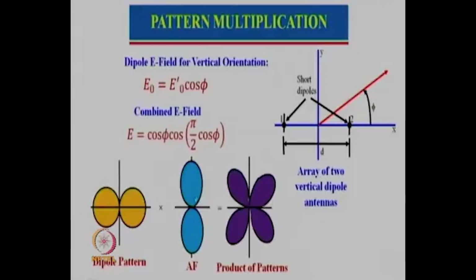But the array factor remains the same, because the two dipoles are fed with equal amplitude and equal phase. So the array factor is in the broadside direction. Now if we multiply the two, what do we get? We get kind of a butterfly pattern. Why? Let us see, this is 1 here, 1 multiplied by 0 will be 0 here. Over here this is 0, but this is 1, so 1 multiplied by 0 will be again 0 here. In between, along this direction, this has a finite value, this also has a finite value, so that gives me the maximum.